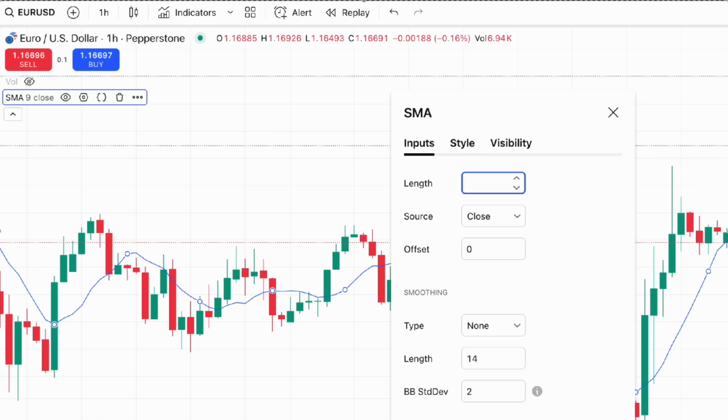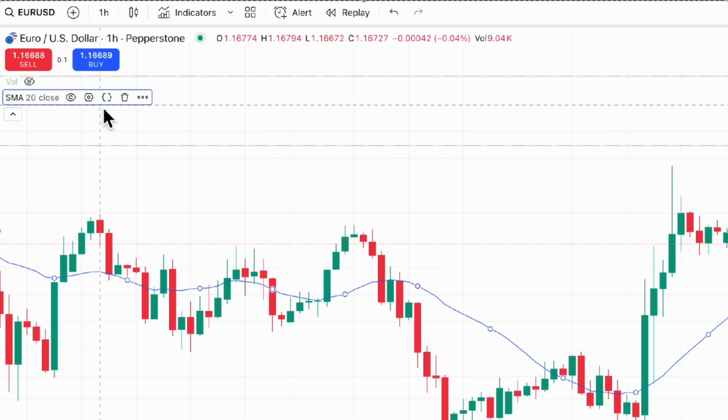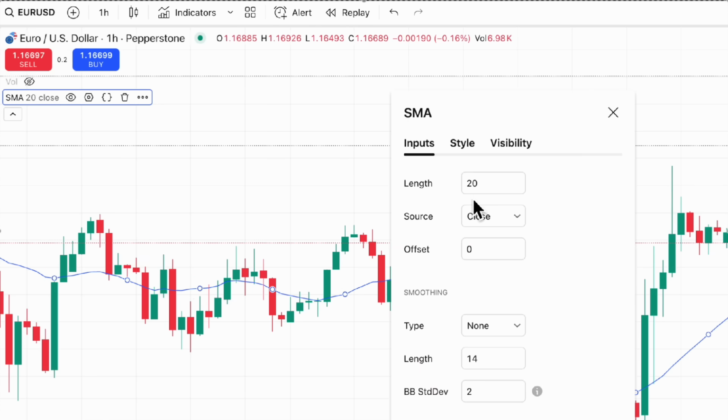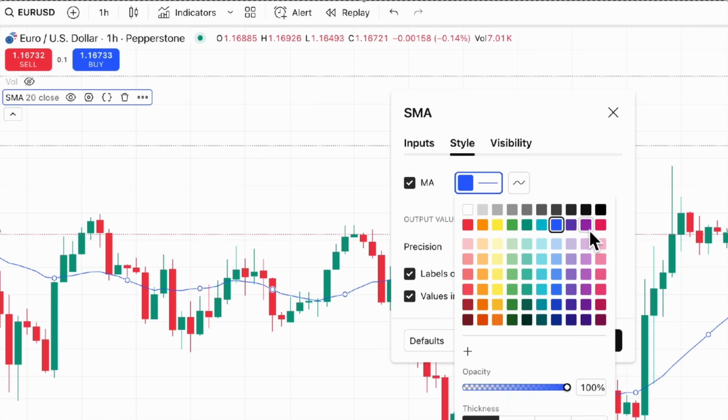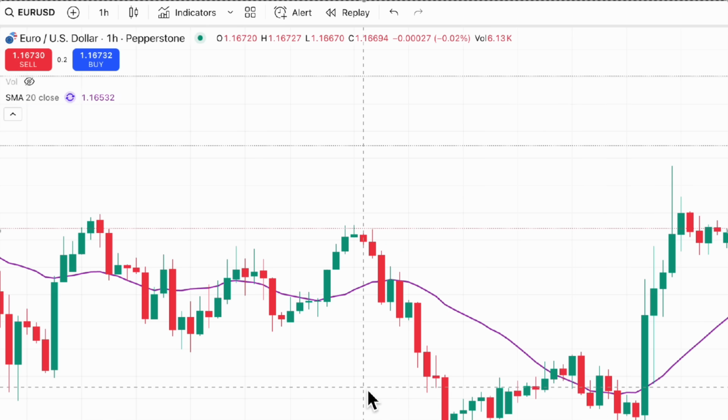You go to settings, and then you can transform it into a 20-period moving average by changing from 9 to 20 over here. You can then, of course, make it thicker or thinner depending on your preferences, so that you can see it very easily. I'm going to make it a purple 20 SMA.